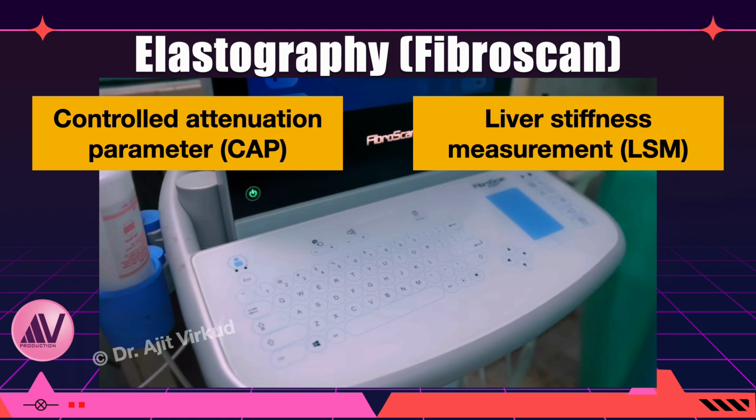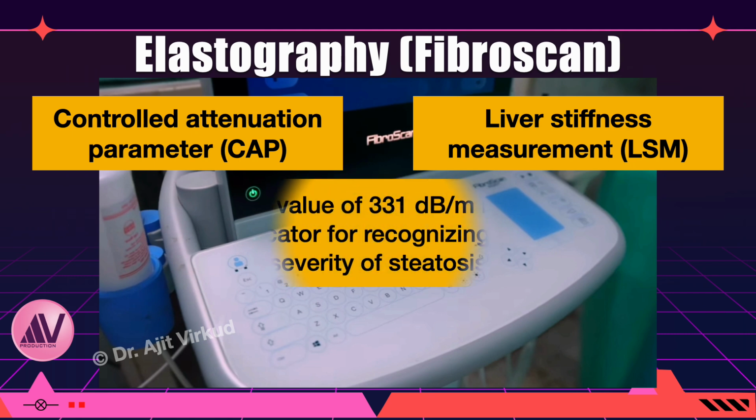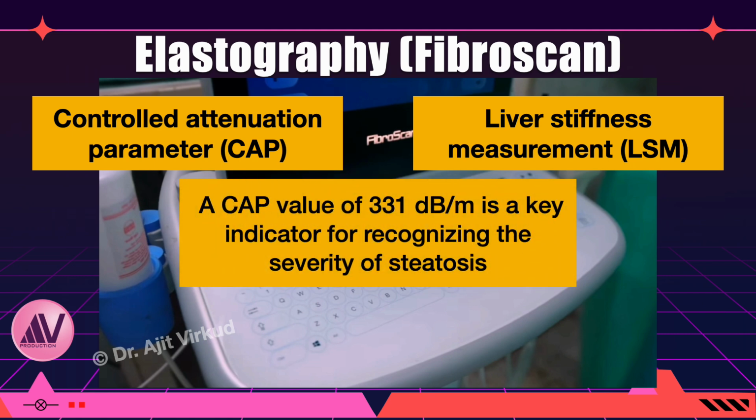Currently, CAP technology is available in two devices: the FibroScan system from company EcoSense from Paris, France, and the FibroTouch system from China. A CAP value of 331 decibels per meter serves as a pivotal indicator for ascertaining the severity of steatosis. When measuring CAP, two distinct probes, M and XL probes, are employed. No statistical difference exists in the diagnostic accuracy between these probes.